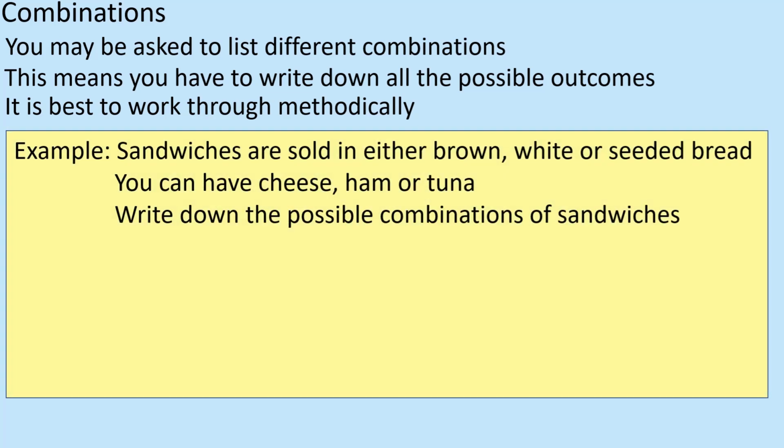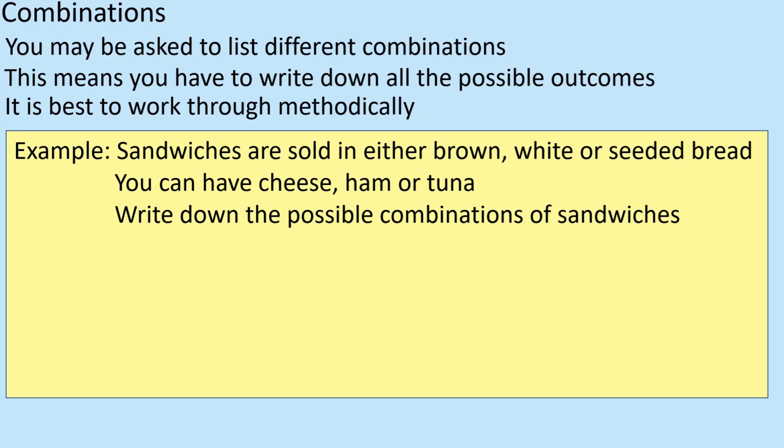Alright, so here's an example. Sandwiches are sold in either brown, white, or seeded bread, and you can either have cheese, ham, or tuna. Write down the possible combinations of sandwiches. So if you think about it, you could have a ham sandwich on brown, a tuna sandwich on white, a cheese sandwich on seeded, etc. Now we're not looking for combinations of cheese, ham, and tuna. That's going to get even more complicated if it talks about two toppings. Specifically, we're just focusing on either cheese, ham, or tuna on either of those three breads.